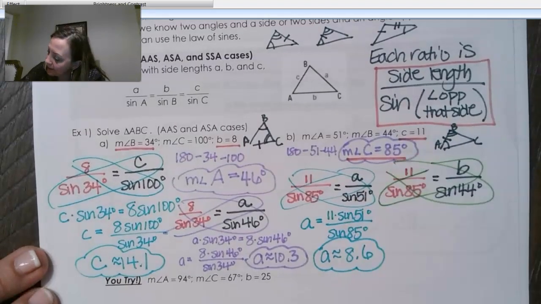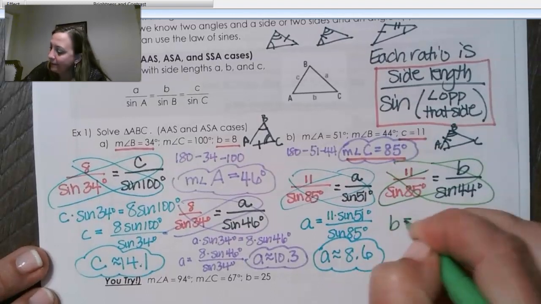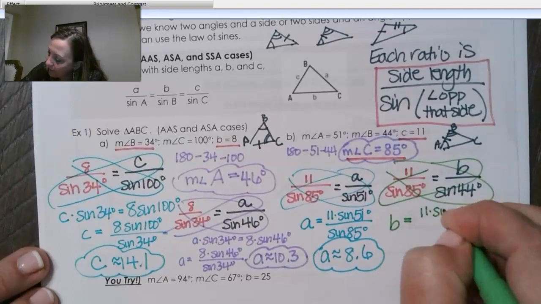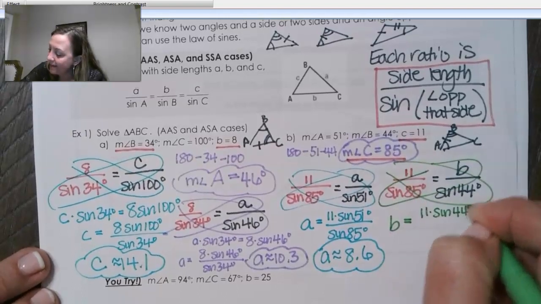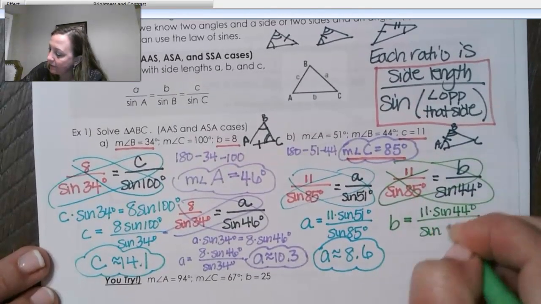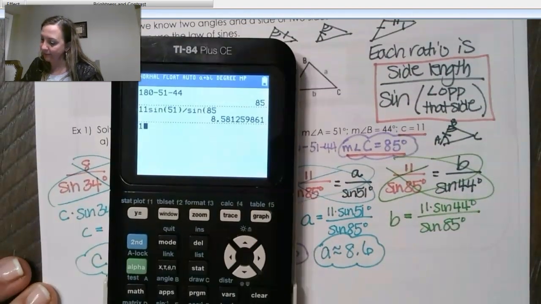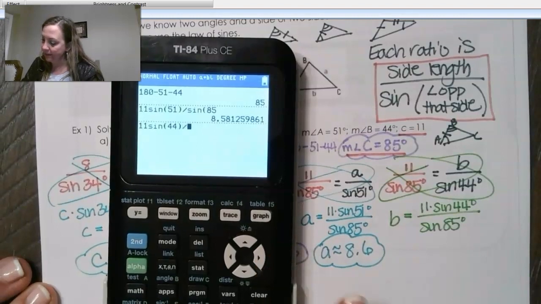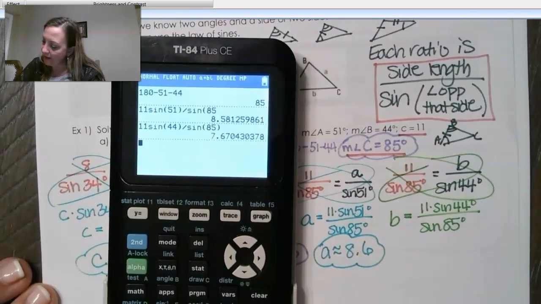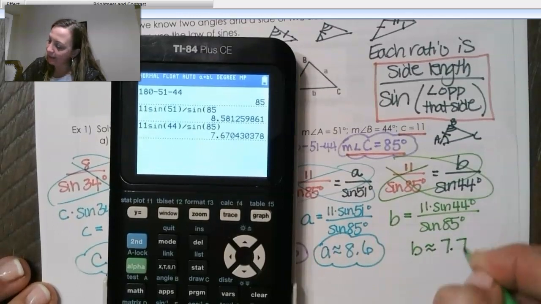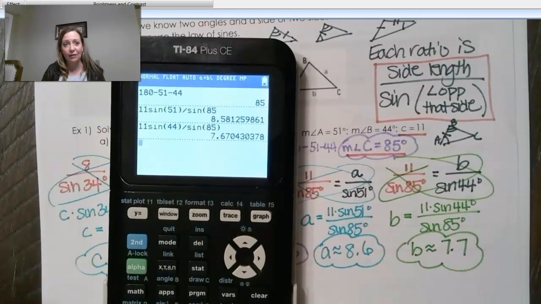And hopefully you see that to get side B, I would take 11 times the sine of 44 degrees and then divide that by the sine of 85 degrees. So 11 times the sine of 44 divided by the sine of 85. That means that our side B is going to be about 7.7.